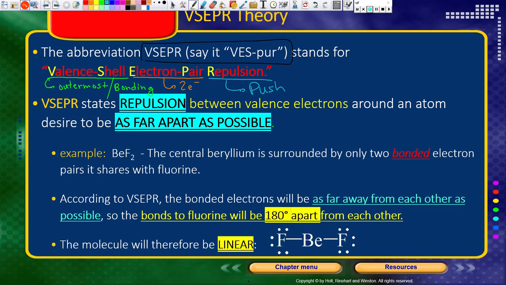All right, my grammar people. Apart. 1 word, 2 words? Part is 1. Apart is 1 word.